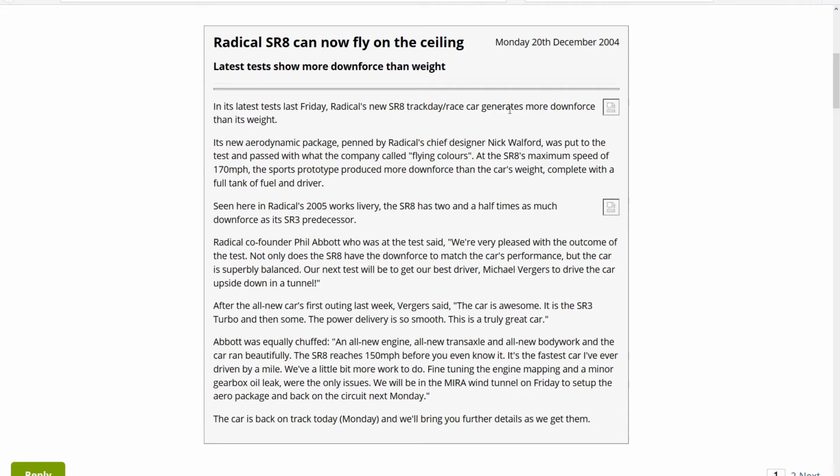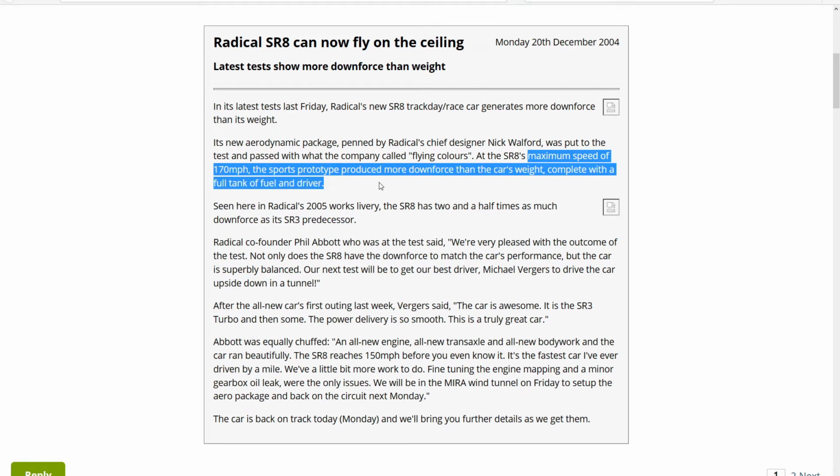In 2004, this press release announced that the Radical SR8 generates more downforce than its weight. It says that at the SR8's maximum speed of 170 miles per hour, the sports prototype produced more downforce than the car's weight, complete with a full tank of fuel and driver. And it then went on to say, "Our next test will be to get our best driver, Michael Vergers, to drive the car upside down in a tunnel!"